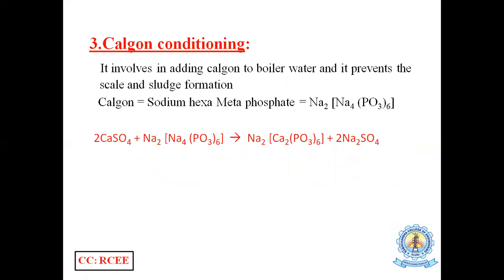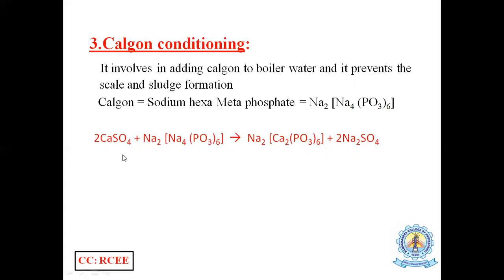Colgan is a trademark. The actual name of Colgan is sodium hexametaphosphate. Sodium hexametaphosphate. Colgan is a trademark. By adding Colgan to the boiler water, we can prevent scale and sludge formation. So this is the actual formula of Colgan: Na2, Na4, PO3, 6.